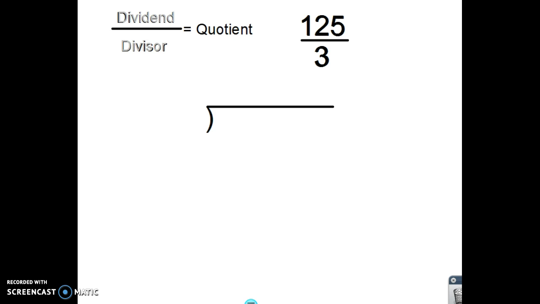I'll try to keep this video short, but let's think back to a middle school problem. Just some terminology here. Here's our dividend, and then what we're dividing by is our divisor. And when we do that, we get an answer called the quotient. Our dividend goes right here, and our divisor goes on the outside.